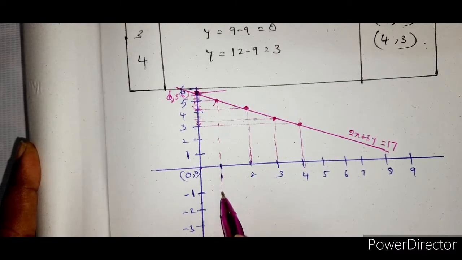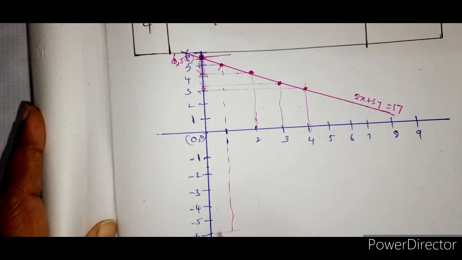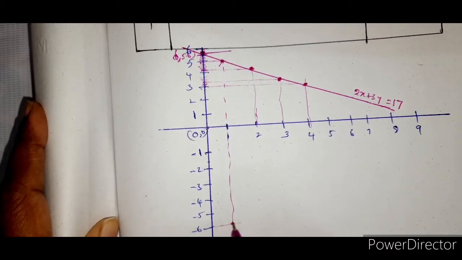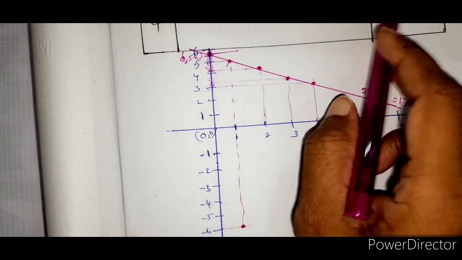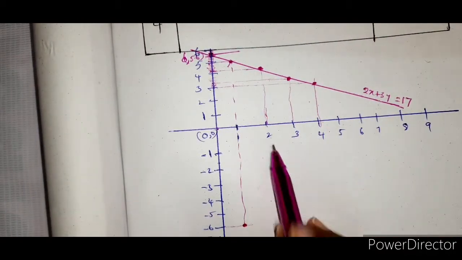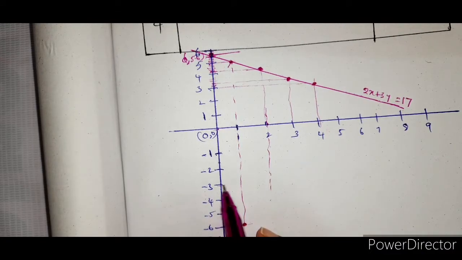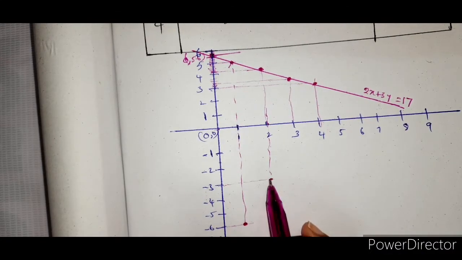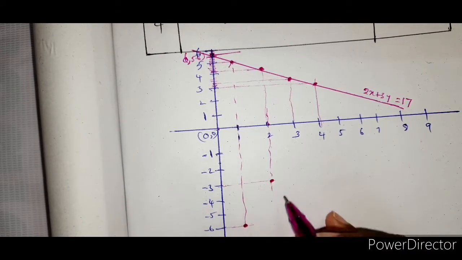At x is equal to 1, y is minus 6. So this point is (1, -6). Now the next one is x equal to 2, y equal to minus 3. Here x is 2, it is on the negative y-axis side, so I am writing it here: minus 3. So we have 9, minus 9, minus 6, minus 3.